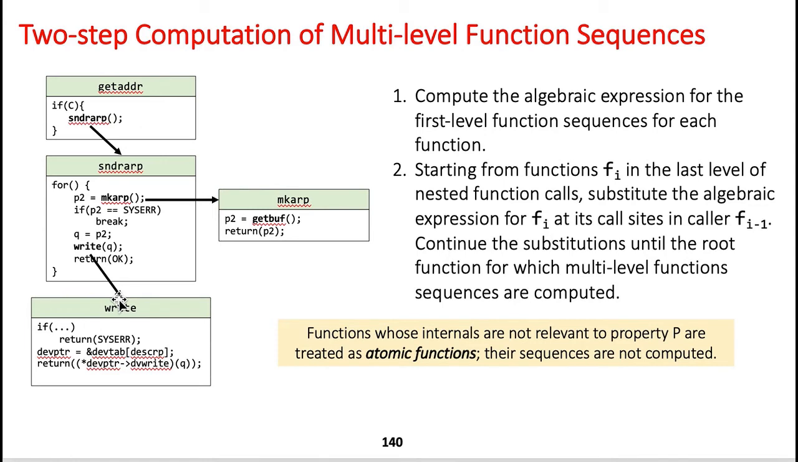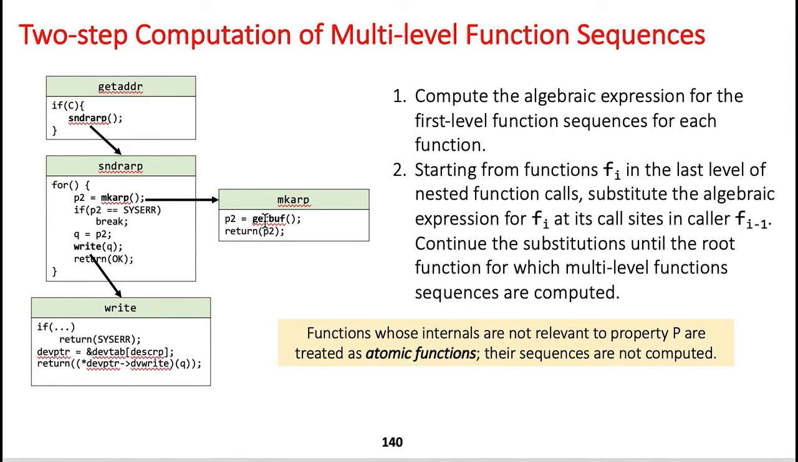We are computing the function sequences for each of these functions, and then we are going to substitute the function sequences from one function into another function where it is getting called. Now, some of the functions are treated as atomic functions. So for example, we are treating write as an atomic function. As I mentioned earlier, write has a function pointer call, and we decided that we are going to deal with that later. The other function is getBuff.